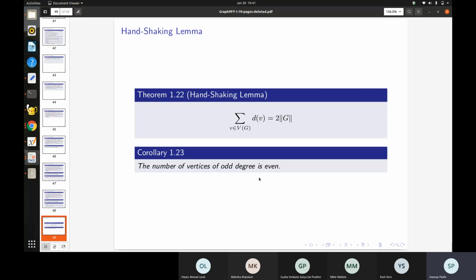We call this lemma the handshaking lemma. Can any one of you simply prove this lemma, that the sum of the degrees of all vertices is twice the number of edges in G, denoted by double mod? It's very simple.